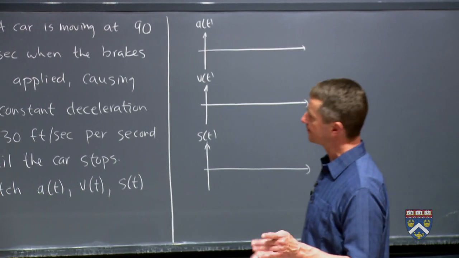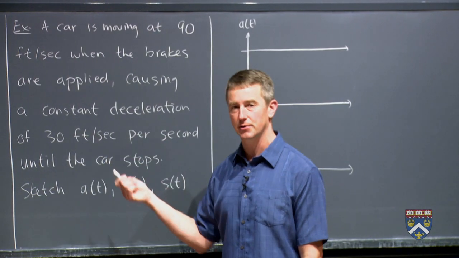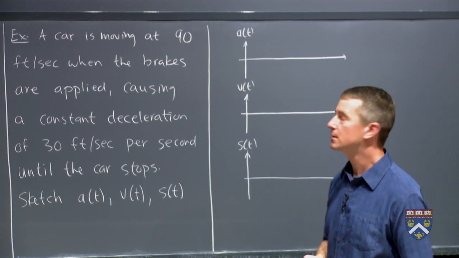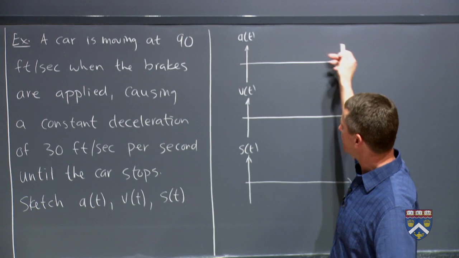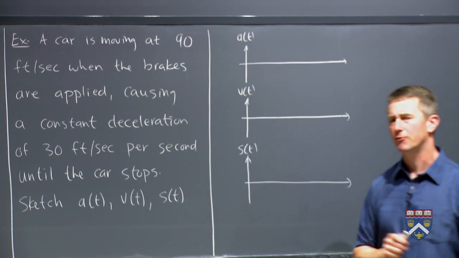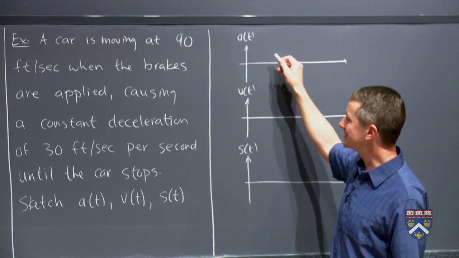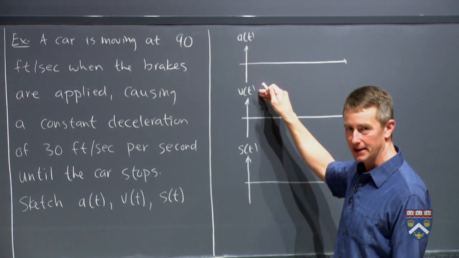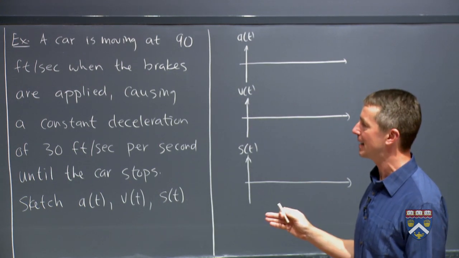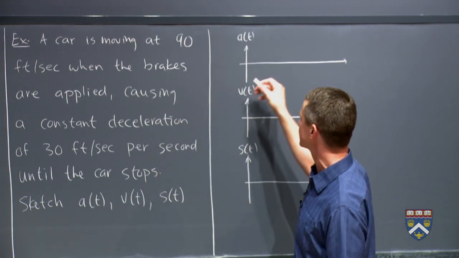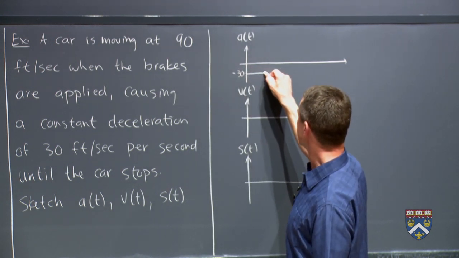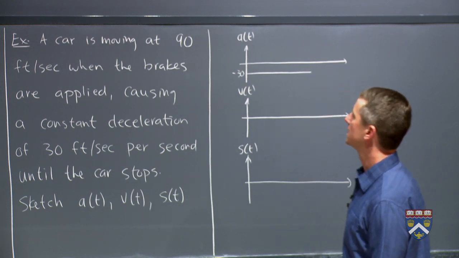Let's start with the easiest one. We have a constant deceleration of 30 feet per second per second. So the graph of acceleration is constant. Should it be constant at positive 30 or at negative 30? If it were constant at positive 30, since acceleration is the derivative of velocity, that means velocity would be increasing, right? But that's not what's happening. We are decelerating. You're putting on the brakes. So the acceleration starts down here at negative 30 and just stays there until the car stops.